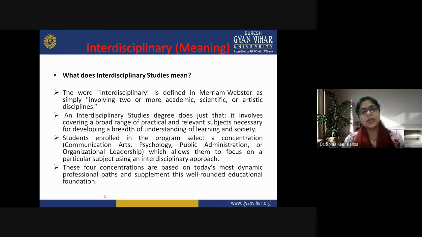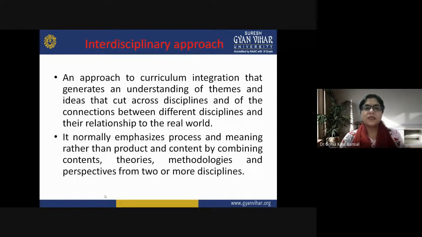So it is actually indicating a broader view of your studies. These four concentrations are based on today's most dynamic professional paths and supplement this well-rounded educational foundation. So this is how I'm explaining what interdisciplinary studies mean. Now let's understand the interdisciplinary approach.